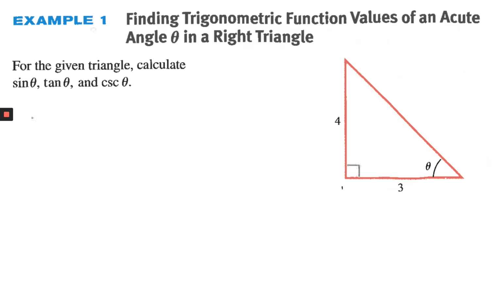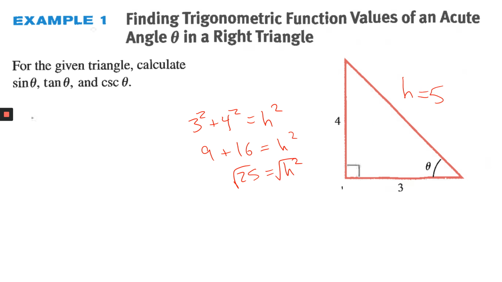All right, let's try an example. For the given triangle, calculate sine, tangent, and cosecant. So we do need to know all the sides. So first things first, let's find our hypotenuse. And we would do that with the Pythagorean theorem, which you may be familiar already with a 3, 4, 5 right triangle. But if we do our calculations, we will get that h is the square root of 25, or 5. So that's our hypotenuse.